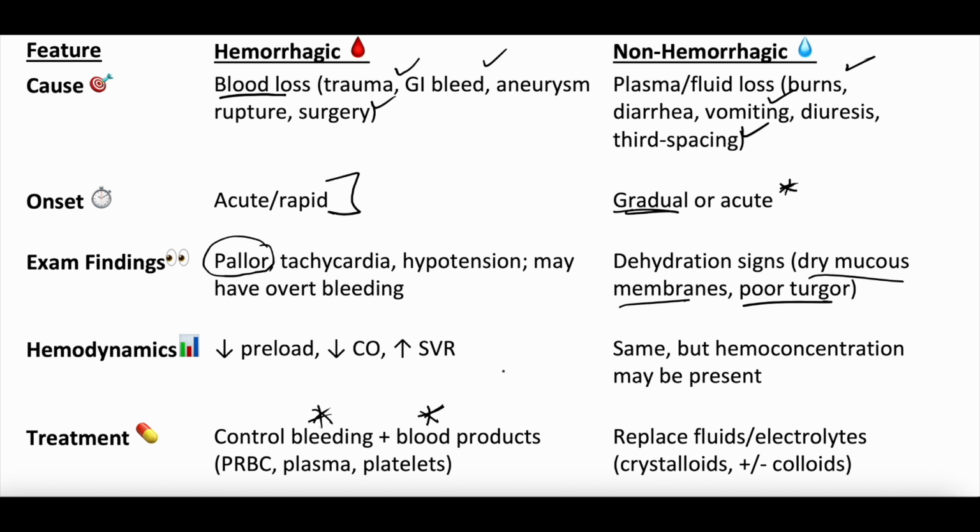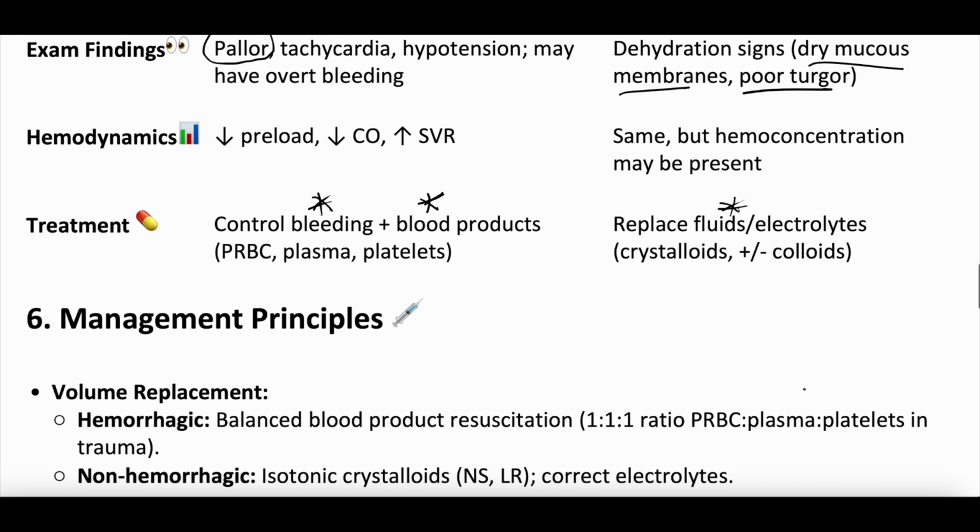It will not replace the red blood cells that are delivering oxygen. It will dilute out the coagulation factors, thus leading to more bleeding. You resuscitate hemorrhagic shock with blood products. Non-hemorrhagic shock, resuscitate them with fluids, right? They lost fluid, give them fluid back. Good. Getting towards the end here.